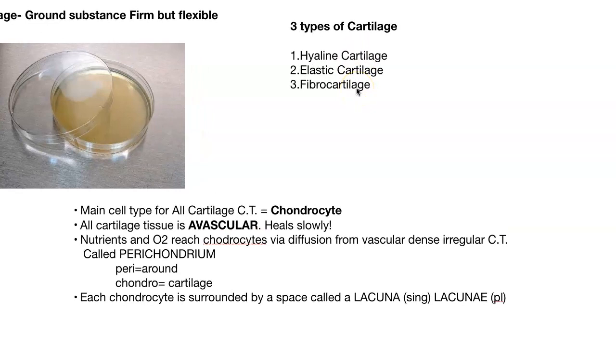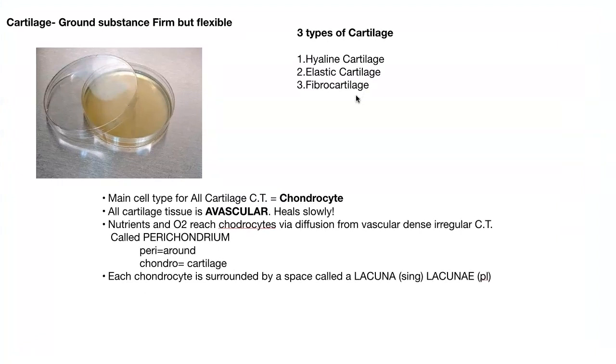We have 3 types of cartilage: hyaline cartilage, elastic cartilage, and fibrocartilage. I want you to look at how you spell these also. Hyaline cartilage, 2 separate words. Elastic cartilage, 2 separate words. Fibrocartilage, 1 word. Never on any exam, if I say what kind of connective tissue is this, never put down hyaline. You have to write the word cartilage.